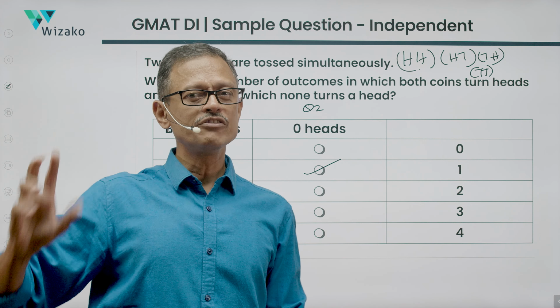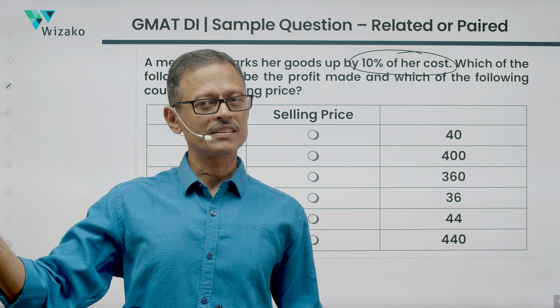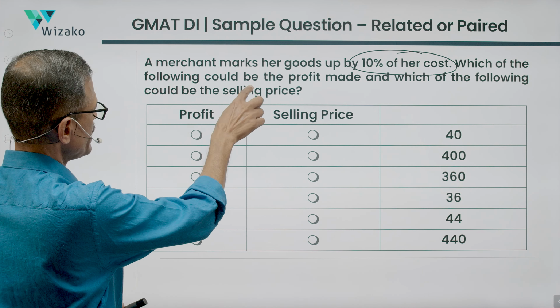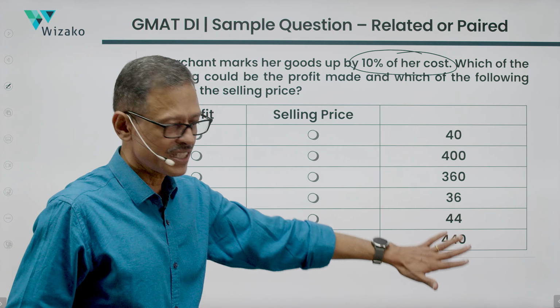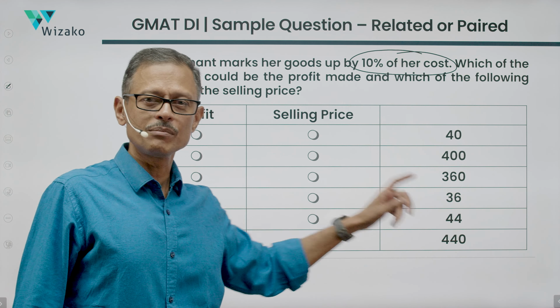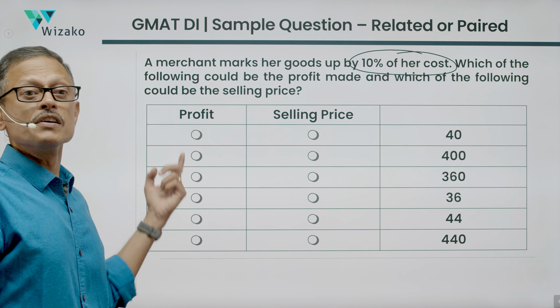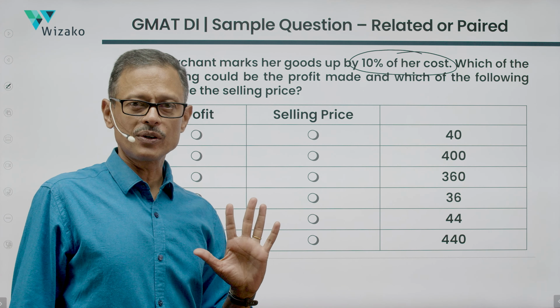Let's look at what is meant by a related question in this example. Merchant marks her goods up by 10% of her cost. Whatever is her cost, she's marking it up by 10% and selling it. Which of the following could be the profit made and which of the following could be the selling price? Again, we have 6 numbers. One of these 6 numbers should be chosen as a profit, which if it is 10% of the cost price, what could be the selling price is what we are trying to find out.